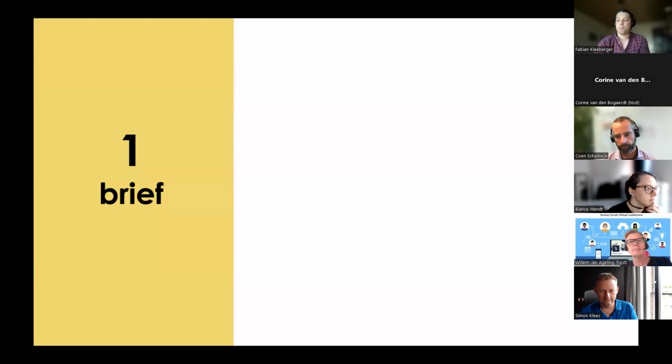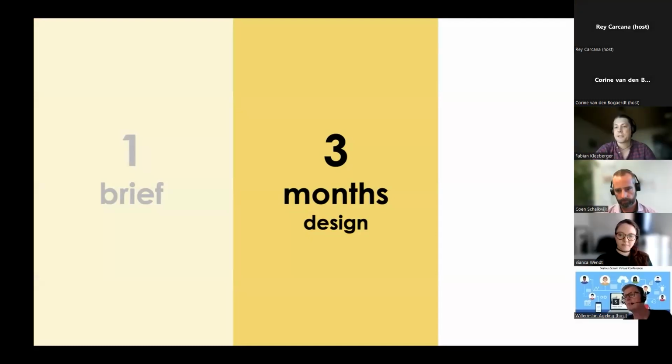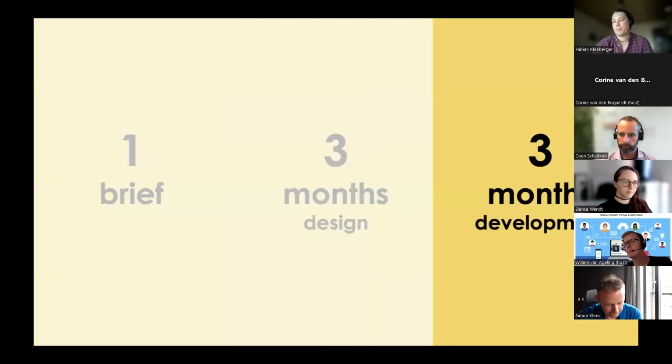So just a quick recap, how did this used to happen? Some of you might remember, some of you I see are probably too young to remember that, but worst case, you had a brief, then an agency or an internal design organization would lock themselves away for 3 months, come up with a great design. Maybe they even came up with 3 or 4 different design ideas. Then they would present that to you, and then development would start.